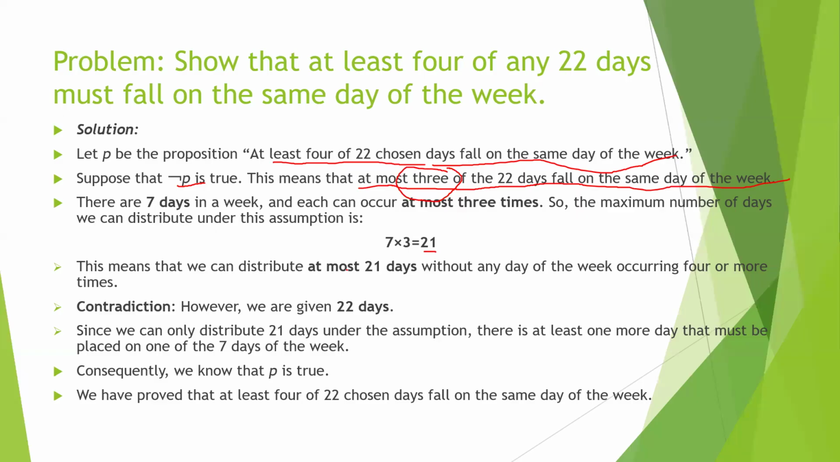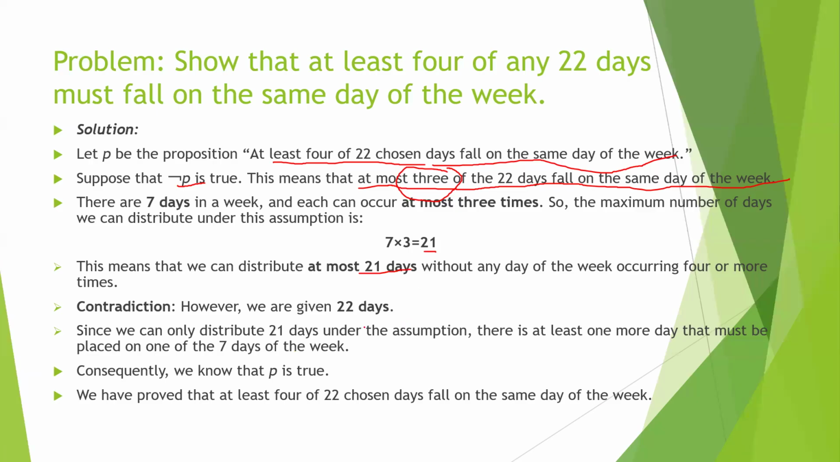However, we are given 22 days. At most 3 of the 22 days fall on the same day, but we cannot prove that it may happen for 22 days. It only works for 21 days. So we can distribute only 21 days under the assumption, and there is at least one more day to be placed in the 7 weekdays. So we can simply say that this is a contradiction.